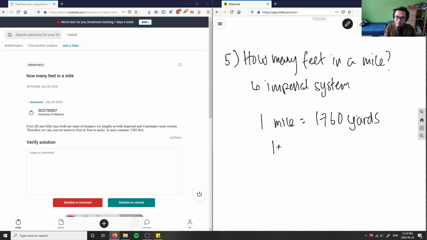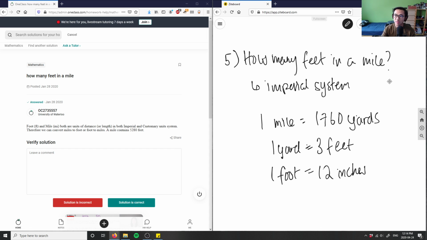We know 1 yard equals 3 feet. We know that 1 foot equals 12 inches. And that's about it for the imperial system. 1 foot equals 12 inches, right? So it's asking us how many feet in a mile. So we want to go from miles to feet here.